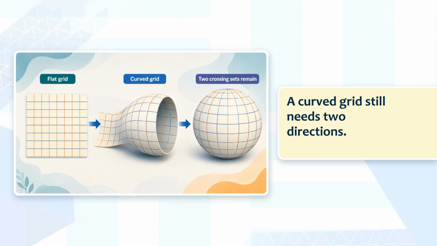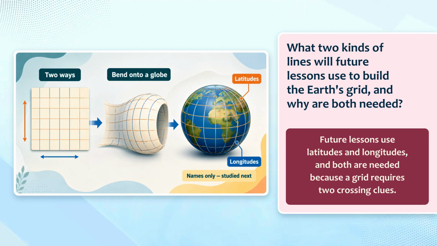A curved grid still needs two directions. One line family alone cannot identify one exact place. Follow the two line families from the flat grid to the globe.